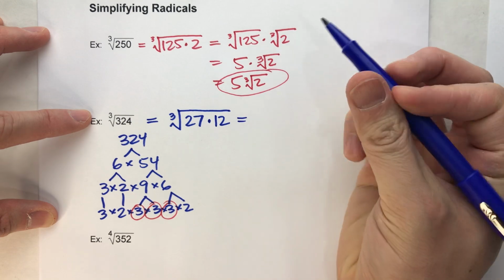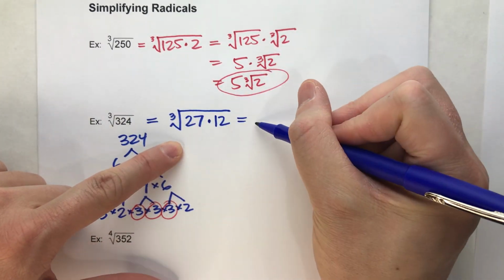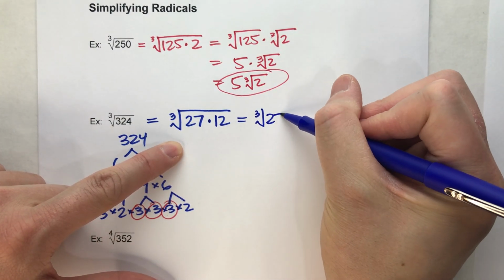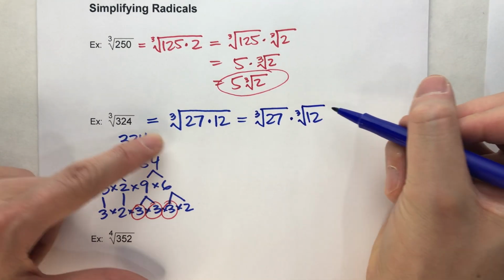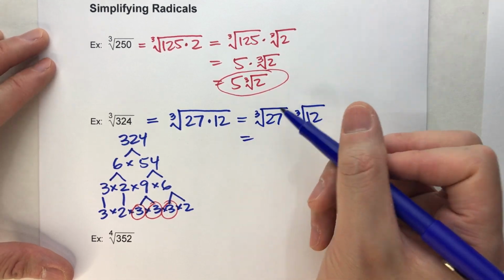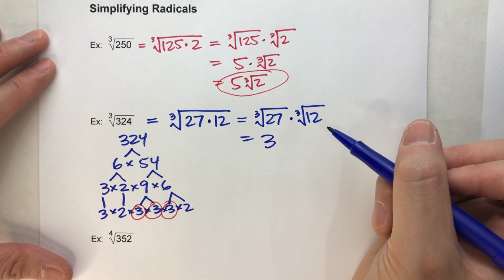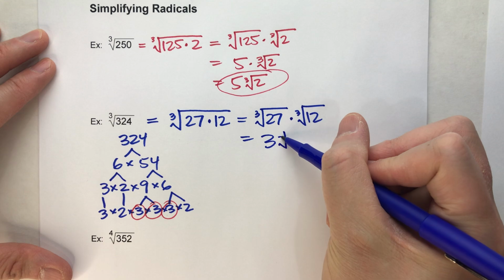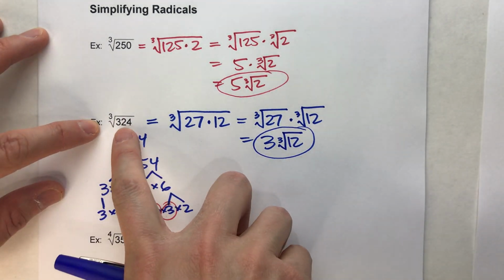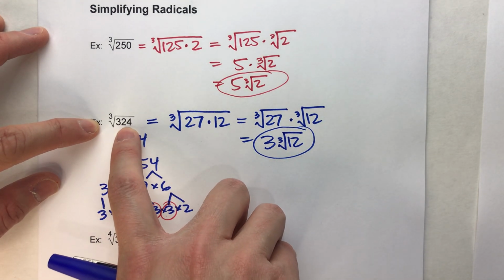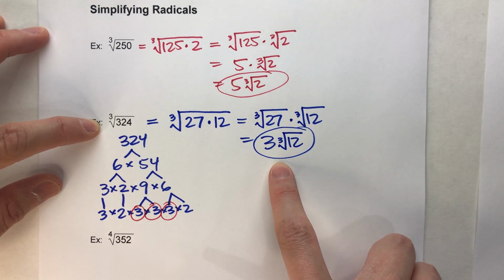All right. Now, why is that helpful? Because, again, we can break this apart. We can break this down into the cube root of 27 times the cube root of 12. And we know the cube root of 27 is 3. And the cube root of 12, we're just going to tack it on afterwards because that's irrational. And guess what? We've just simplified the cube root of 324. The cube root of 324 is 3 cube root of 12.